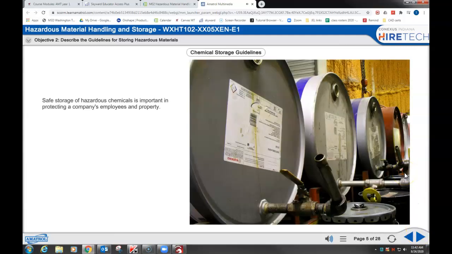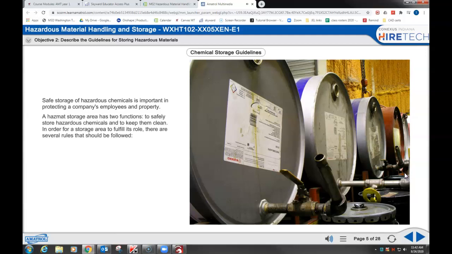Safe storage of hazardous chemicals is important in protecting a company's employees and property. A hazmat storage area has two functions: to safely store hazardous chemicals and to keep them clean. In order for a storage area to fulfill its role, there are several rules that should be followed.